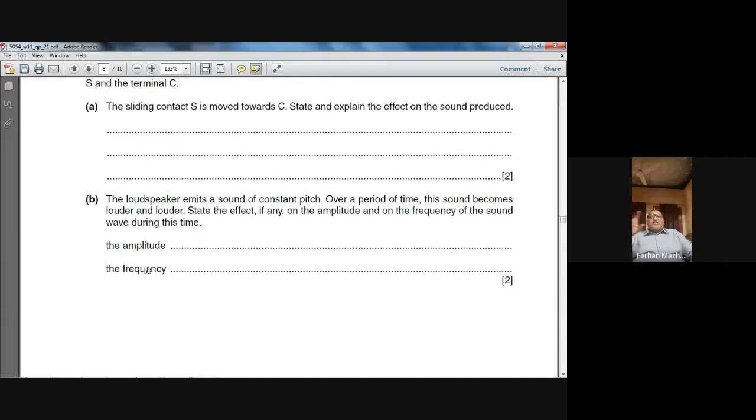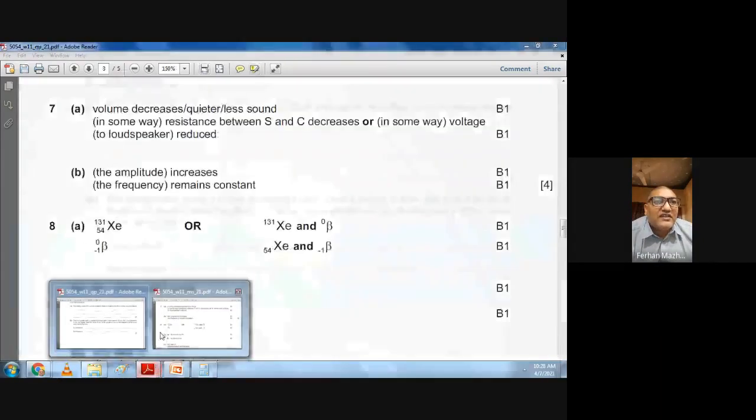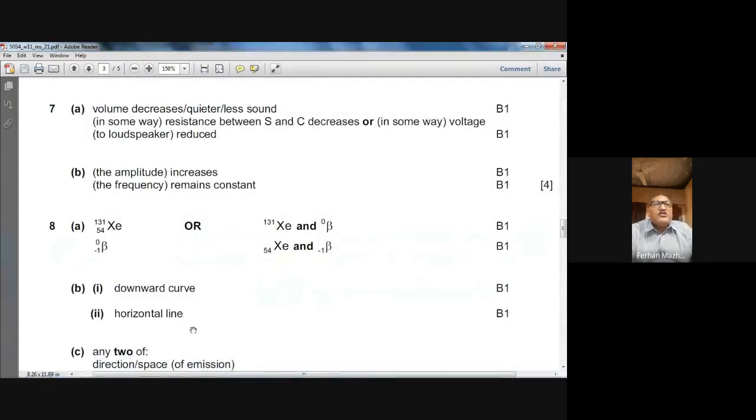You know, the pitch of the sound depends upon the frequency. So because the pitch of the sound is constant, the frequency of the sound will be unchanged. It will be constant. It will not change. So I have written this answer also. Let me show you my answer. The amplitude increases, the frequency remains constant. It's a 2-mark question. Very simple. I hope you have understood.